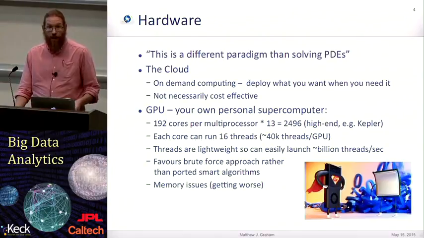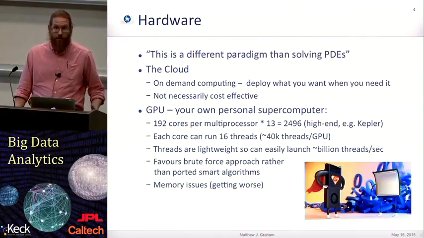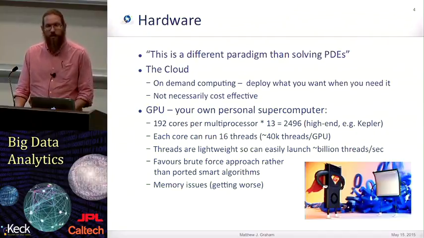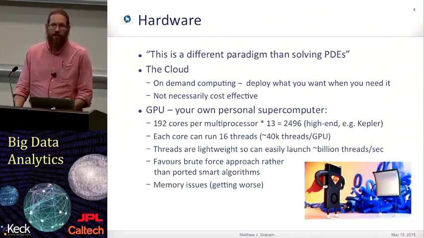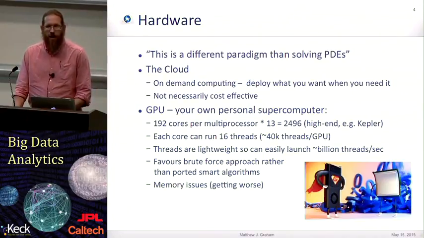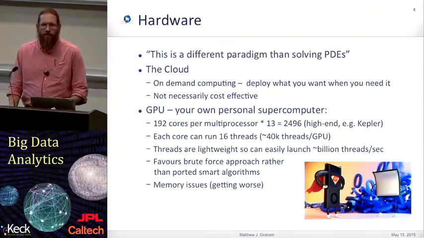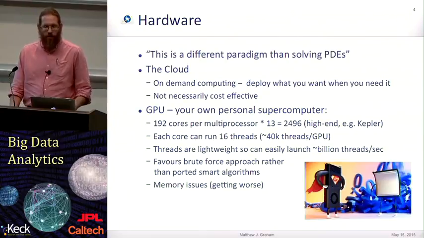These are very lightweight threads, very different from what you may have encountered in traditional threaded programming. And it's very easy to launch up to 1 billion threads per second. What this means, though, is that there's a different style of coding and algorithm design that you need to use if you're working with GPUs. They favor the brute force approach far more than intelligence or subtlety in your algorithms. It's actually much easier to write a very basic GPU code that will run faster than a smarter algorithm designed to do the same thing on the CPU, just because you can throw so many more cores at it.